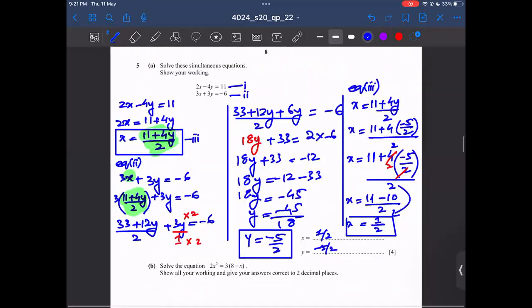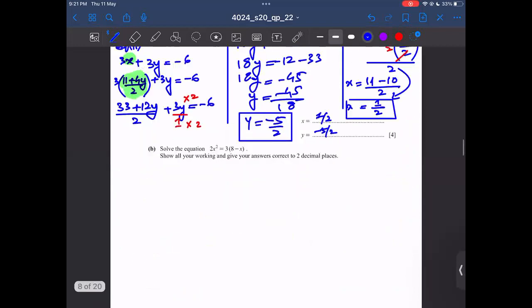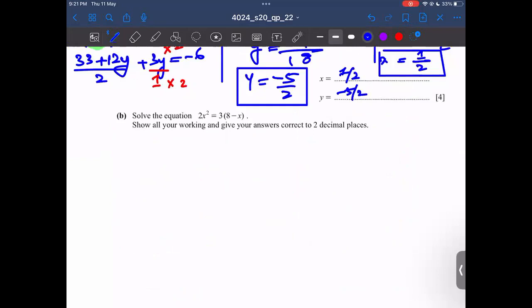Now it says we have a quadratic equation. Solve the equation 2x square equals 3 into 8 minus x. Show all your working and give your answer correct to 2 decimal places. First, you need to find 2x square, 3 eights are 24. You need to just multiply these values. 3 times x is 3x. 2x square plus 3x minus 24 is equal to 0. I simplified this quadratic equation.